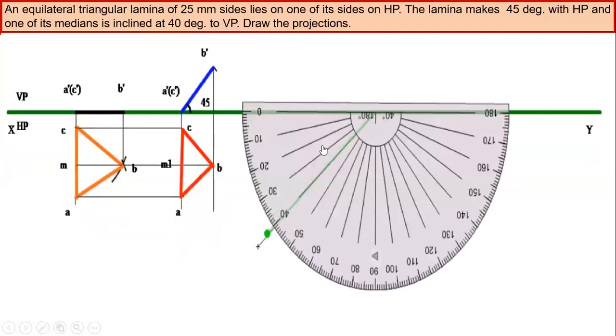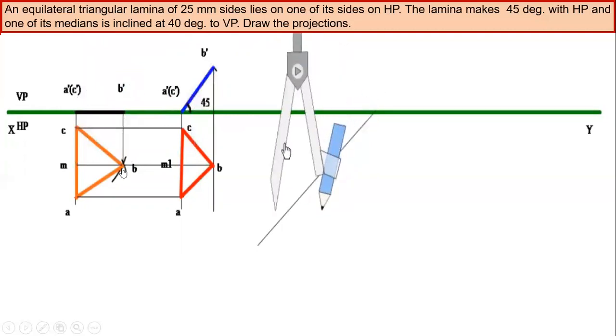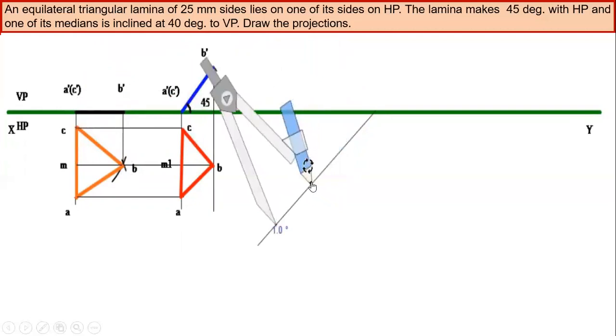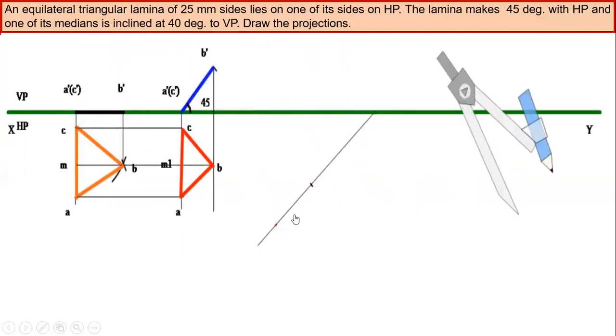Third position, 40 degrees to VP. Draw a 40 degree inclination line. Here it is a beta angle problem. So measure the median from the first position. True length has to be taken first. So mark anywhere on the 40 degree inclination line. Draw the locus. This is the locus of M.